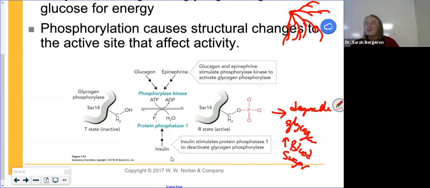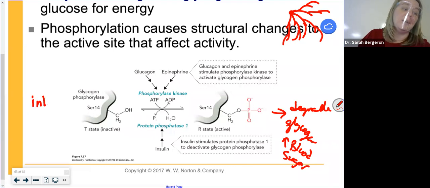Okay, so what about the other thing, right? We're not trying to run from a bear. We've just eaten lunch. What's your body gonna make? Insulin. Well, insulin is going to actually stimulate protein phosphatase 1. What does a phosphatase do? It removes a phosphate. So it actually removes this phosphate from glycogen phosphorylase. Now glycogen phosphorylase is inactive. So what's going to happen?